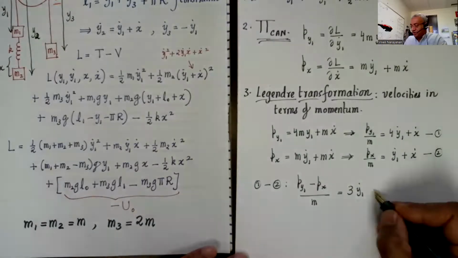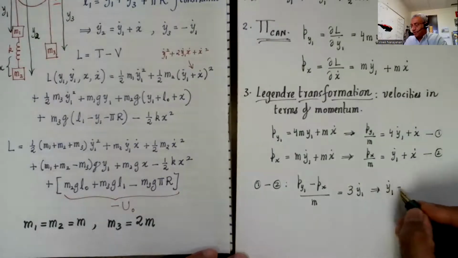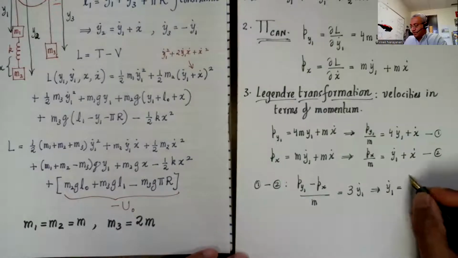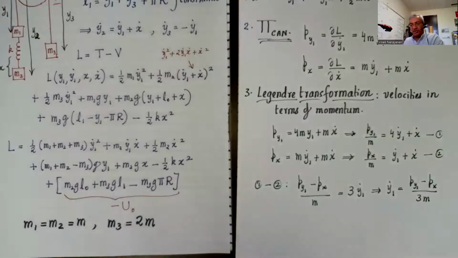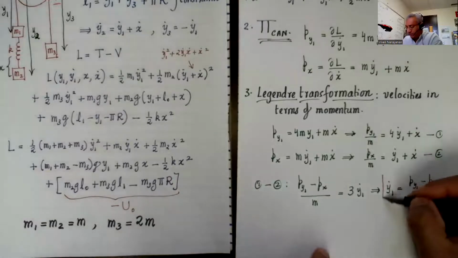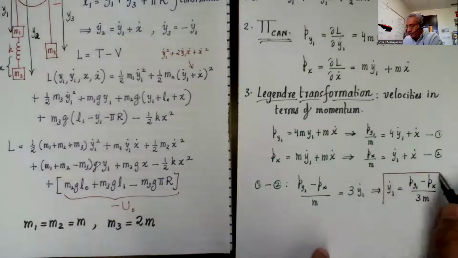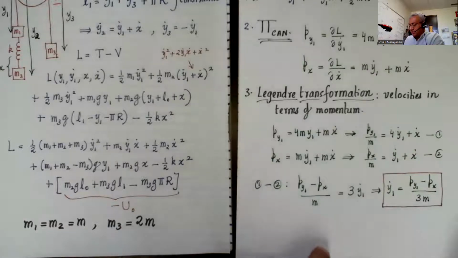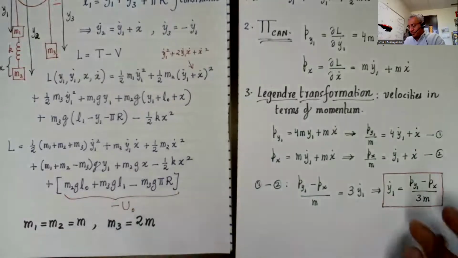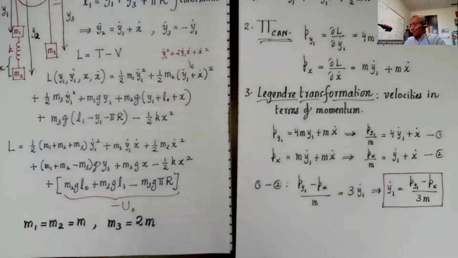Okay, and this tells us what y1 dot is. Y1 dot is going to be py1 minus px divided by 3m. Now this is an important result because we have solved for y1 dot in terms of the canonical momenta. Now you have, of course, the option of putting this in there and solving for x dot, but rather than doing that, let me do the following.